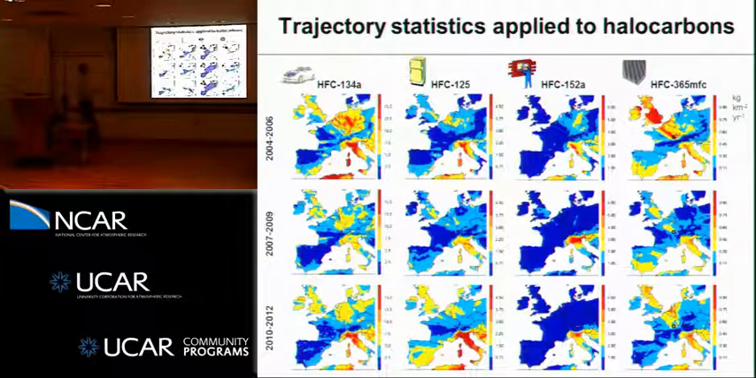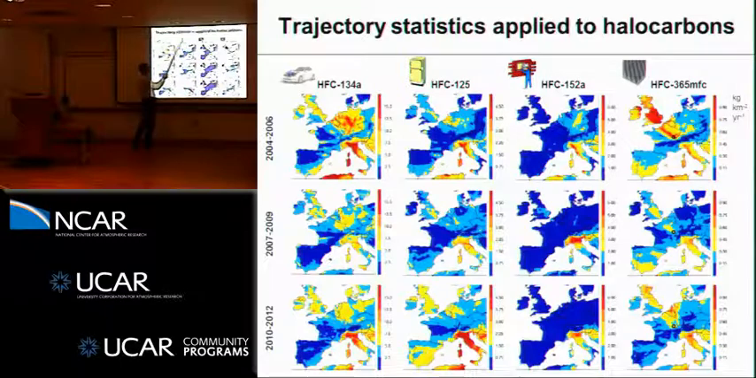But okay, the trajectory statistics method, as I explained now, with LPDM, not with trajectories, that's the kind of pictures that we generate for our ministry. They want to know where in Europe are the sources of these different components. So HFC 134A is the cooling agent used in air conditioning in cars.